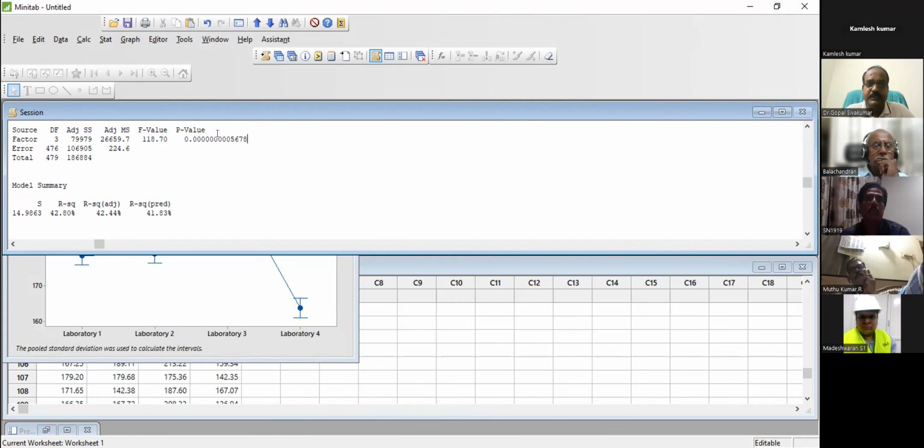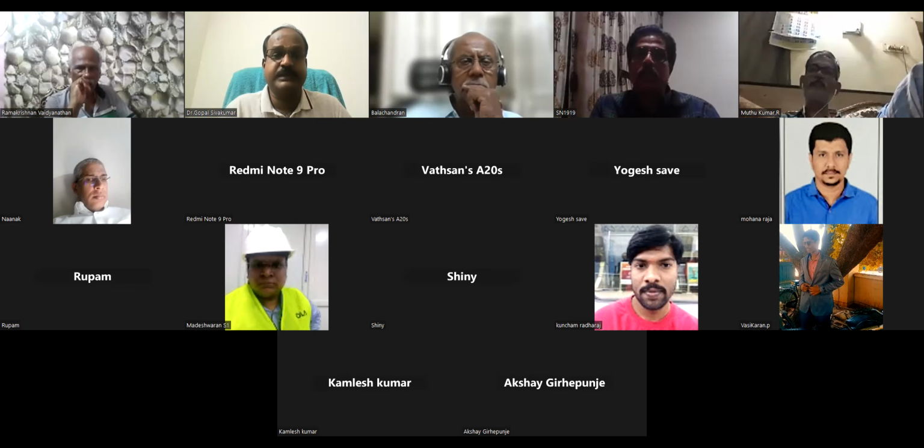So p-value is less than 0.05. So the turnaround time is significantly different in one of the laboratories. And 3 is significantly higher, 4 is significantly lower. Little lower. And all these conclusions you can make. This is the answer. Now you can go to the slides.